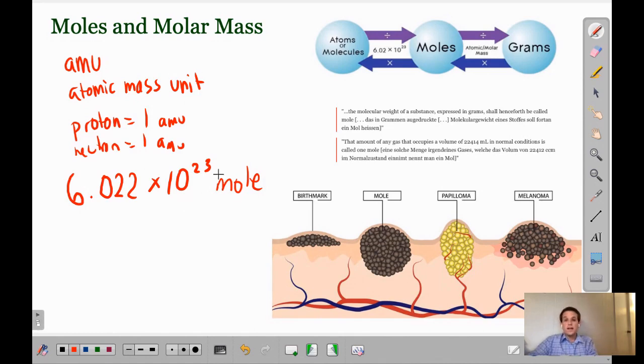It's in grams, and that's what we call molar mass. So molar mass is going to be the amount of grams over moles. And this concept of mole is just really important because it allows us to think of things in quantities.